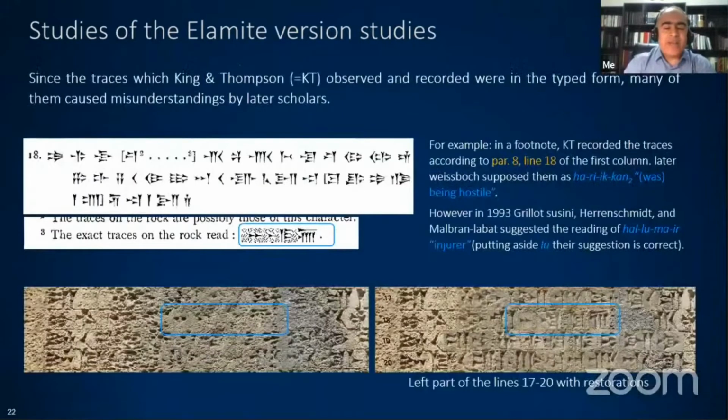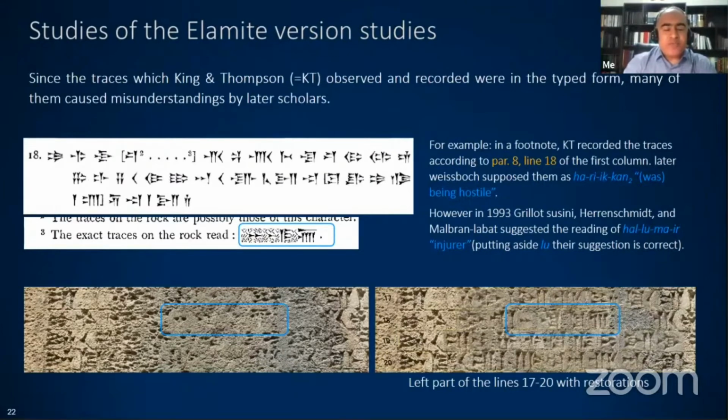However, as the cuneiform text was set in type and the wedges reduced to a standard form, it doesn't represent the idiosyncrasies of the original engravings or imperfections. Accordingly, many ambiguities and embedded errors were retained in the later editions. For instance, since the traces which they observed and recorded were in the type form, many of them caused misunderstanding by later scholars. It seems that their materials didn't represent the detailed engravings to them.